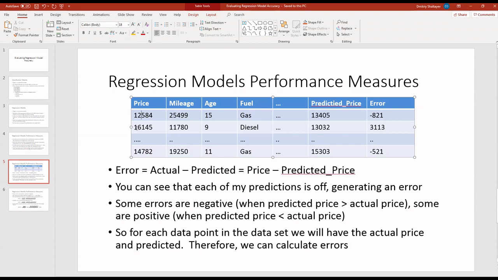My second car, the actual price was 16,145, the predicted was much lower actually, $13,032, and the difference is positive now. In this case, showing me that I under predicted. So my forecasted price was lower than the actual price, and I can do that for each and every car. So I have a bunch of prices, the real prices, and for each actual price, what my model says the price will be, so predicted, and I'm going to calculate the errors.